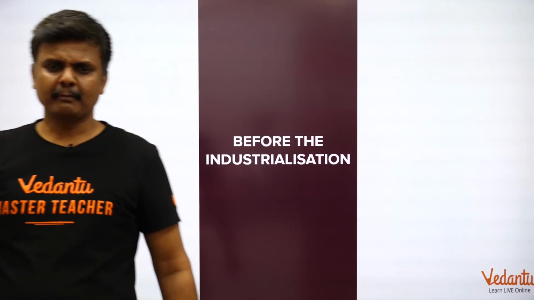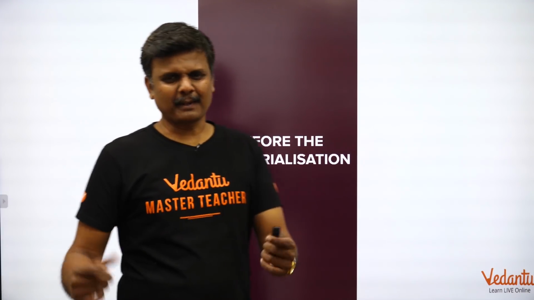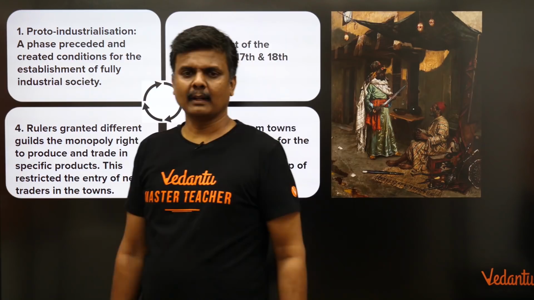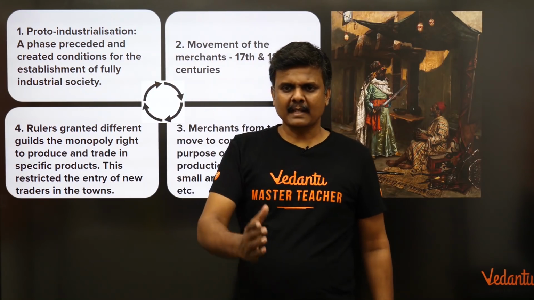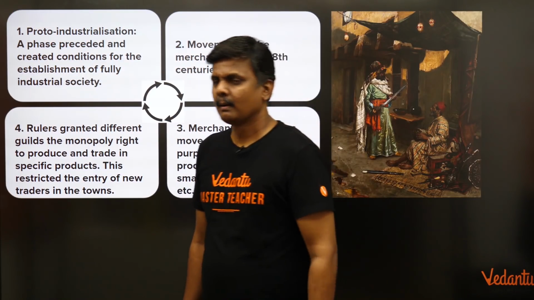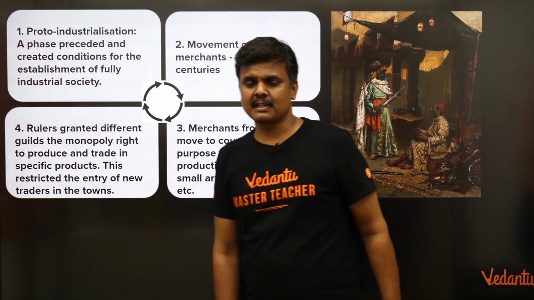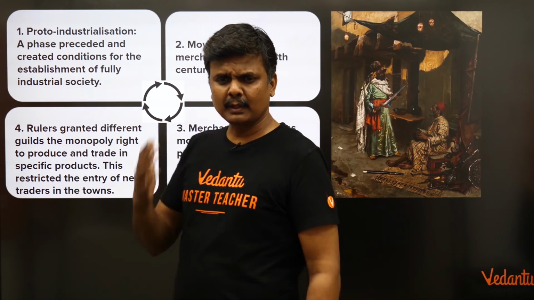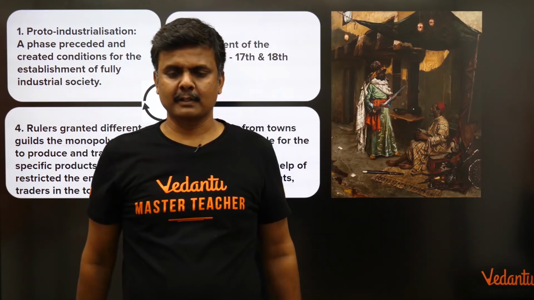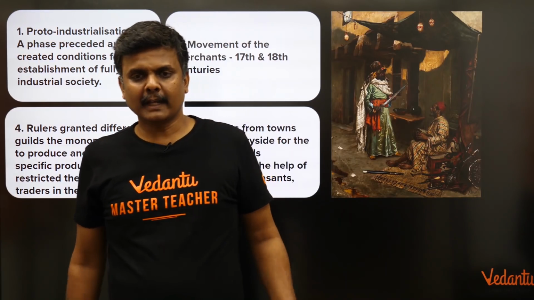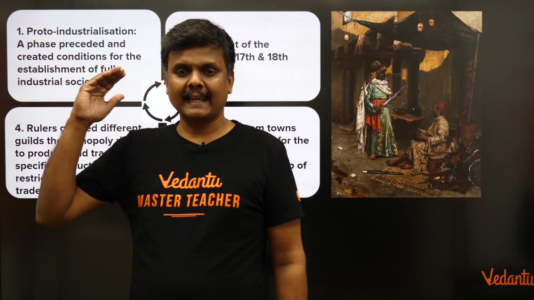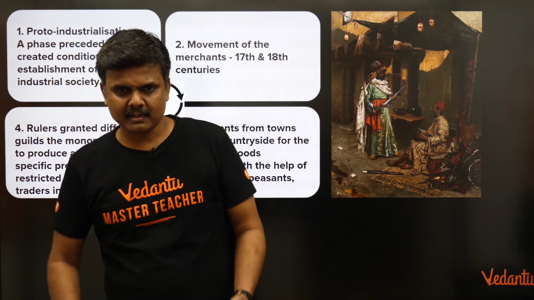So before industrialization, what happened? I think I already spoke about this a little, Proto Industrialization, and I gave you a gist of it. Trade was happening, goods were manufactured but manually, and that was called Proto Industrialization. Movement of the merchants in 17th and 18th centuries. As I said, the merchants found there was a lot of scope to trade across geographies. The only thing was they didn't have enough goods. So where to get goods? They said there are a lot of farmers, the peasants who are there in the rural population, the countryside.